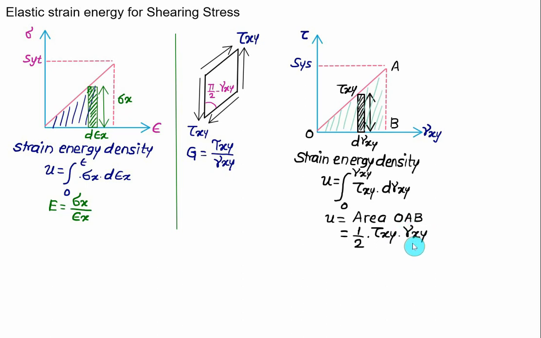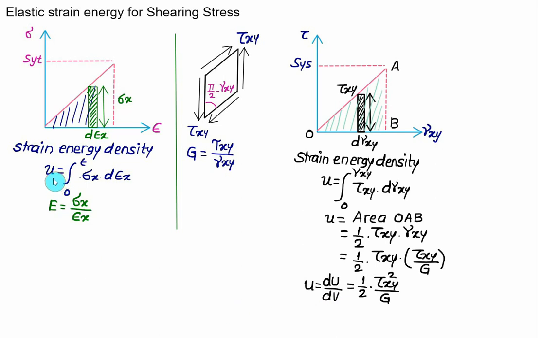In this case, we can replace gamma xy with tau xy divided by G, the modulus of rigidity. So we have 1 by 2 into tau xy, with gamma xy replaced by tau xy divided by G. We get almost the same expression in the case of shear stress, equal to 1 by 2 multiplied by tau xy squared divided by G. This is the strain energy density U, which is nothing but dU divided by dV.